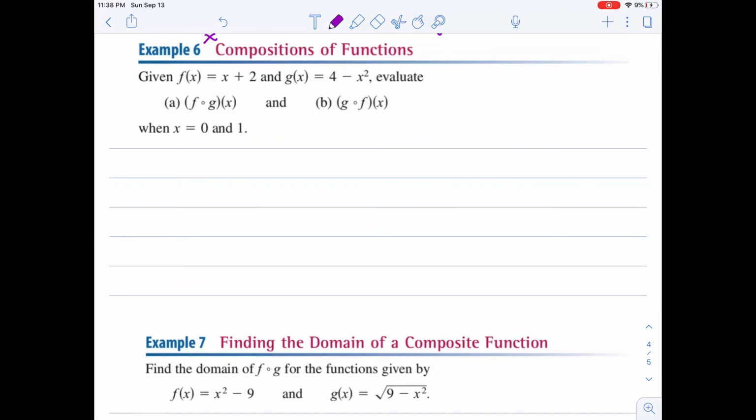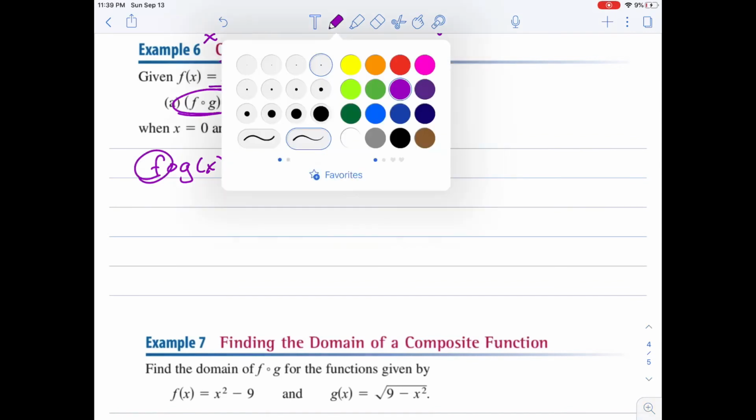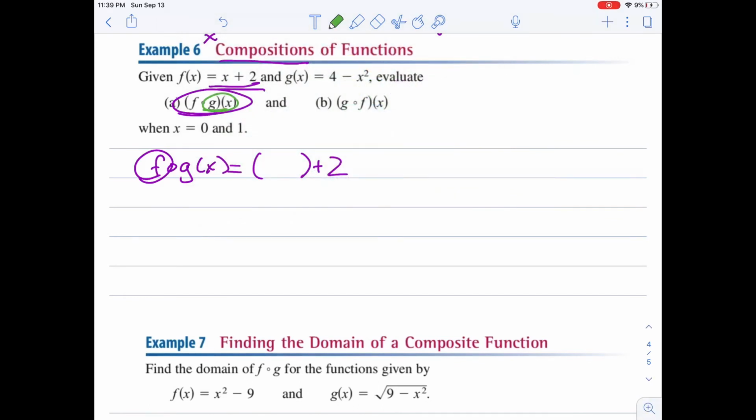Okay. And then this one here, we're just going to find the composition again. f of g of x. We're going to go f, which is the outside function, and write the x as parentheses instead. The inside function is g of x. So every time I see the x in f of x, I'm going to plug in g of x into it. And then we're going to solve this. 4 minus x squared plus 2. Simplify it. So f of g of x is 6 minus x squared.